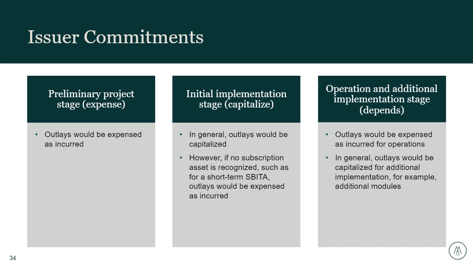Activities during the operation and additional implementation stage, it depends whether you expense or capitalize. But activities incurred during this stage include maintenance, troubleshooting, and other activities associated with the government's ongoing access to those IT assets. Activities during this stage may include additional implementation activities that occur after the asset has been placed into service. Generally, during this stage, outlays are expenses incurred. However, if there is, for example, an additional module that was implemented at a different time, for example, you implemented a big ERP and decided not to turn on the capital assets module, and later decide to turn that module on, the outlays related to that module getting turned on could be capitalized.